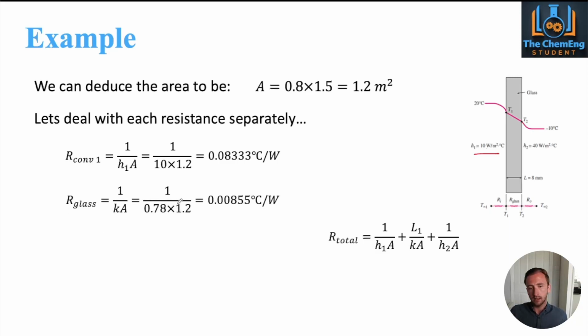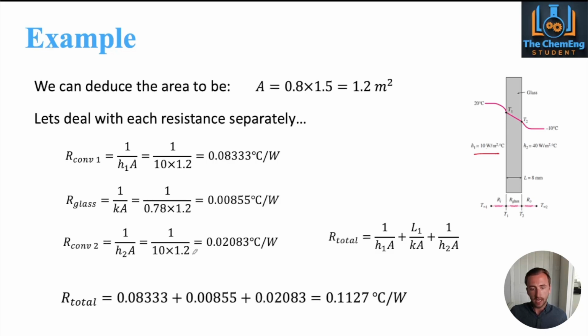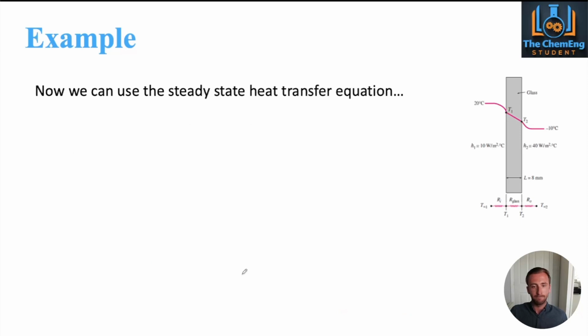And then for the glass, same thing as before. And then for convection number 2, exactly the same thing as before. Now here, this should actually be 40, not 10. So just pop that in there as 40. Then all we need to do is add all these together, and that gives us our total resistance.